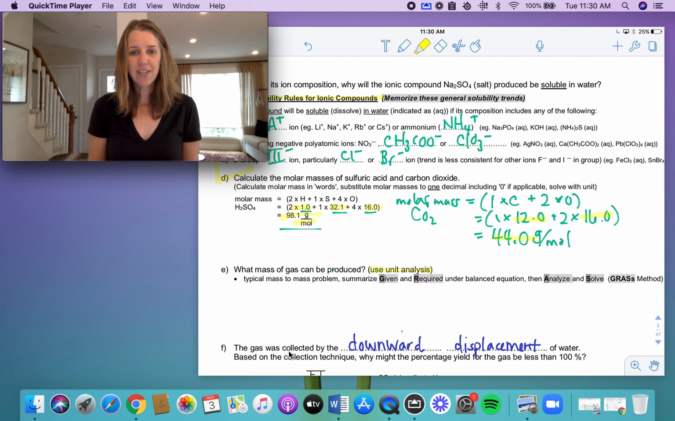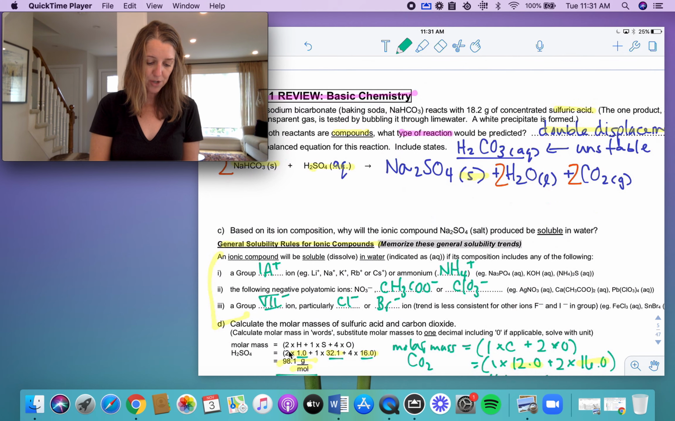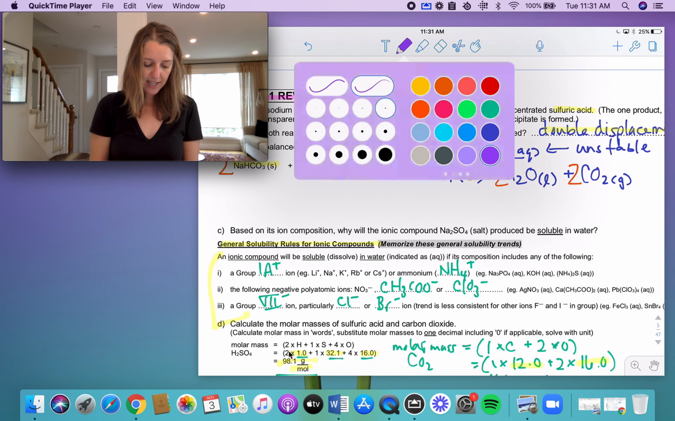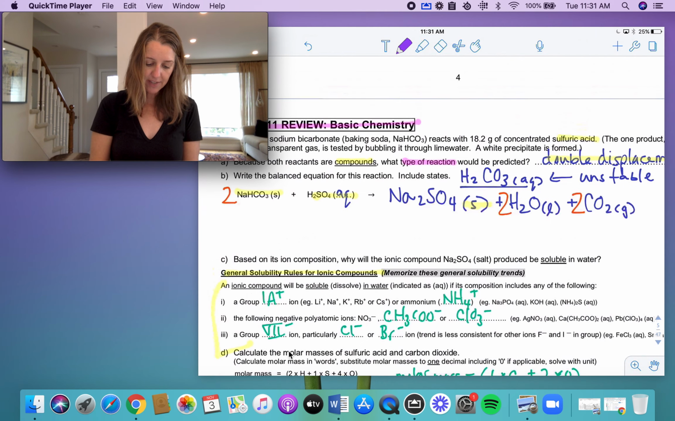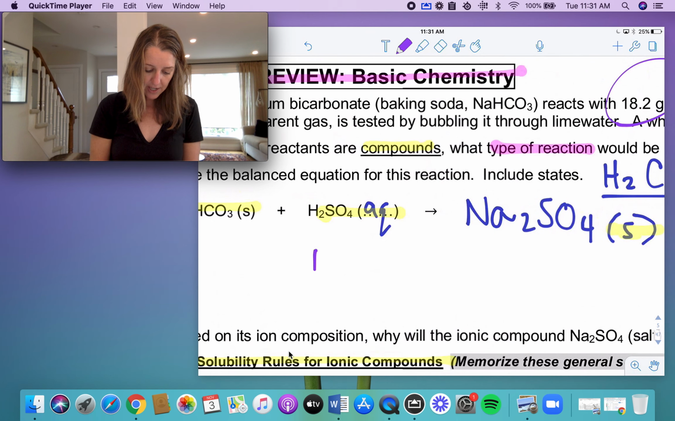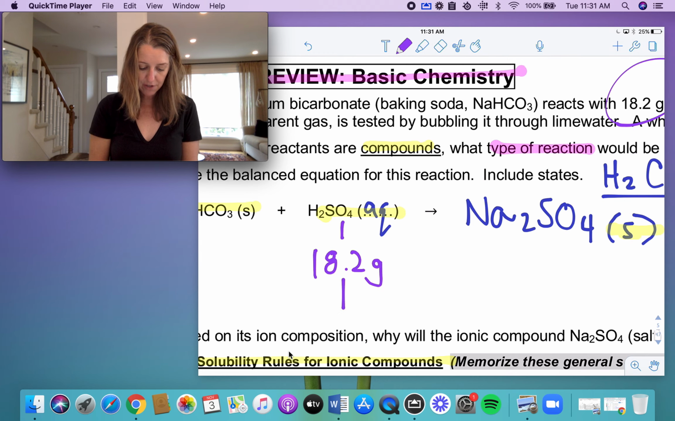You first write your given down underneath the balanced chemical equation. You have to do it this way. Why? Because it helps you figure out the steps you need to calculate the mass of the gas produced. Okay, so I'm going to go back up here to my balanced chemical equation. I'm going to add in here the numbers that I was given, 18.2 grams of sulfuric acid. That's going to be written right underneath my sulfuric acid. Okay, I have 18.2 grams of sulfuric acid.